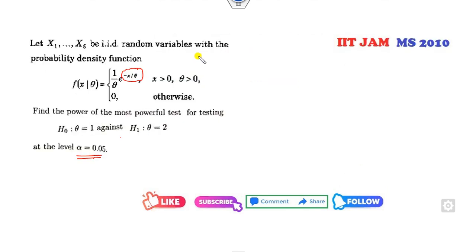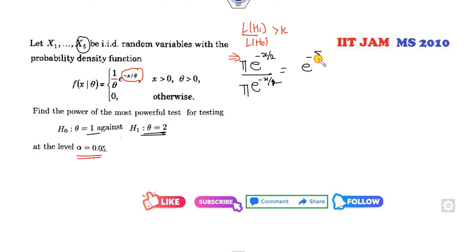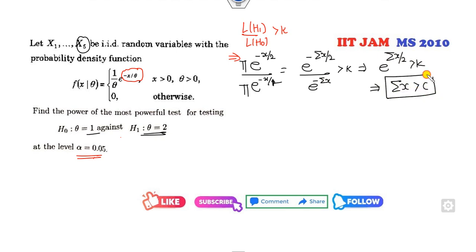Okay. So I can do it like, let's say h1 over h0 is greater than k. What is h1? 2. I can consider only this, so it is x over 2 divided by e of x1. Fine. Because of the likelihood function, so it is e raised to power minus x over 2 and e raised to power minus summation x. So if I take it upside, it is summation of x by 2 is greater than k, or you can say summation of x is greater than c.